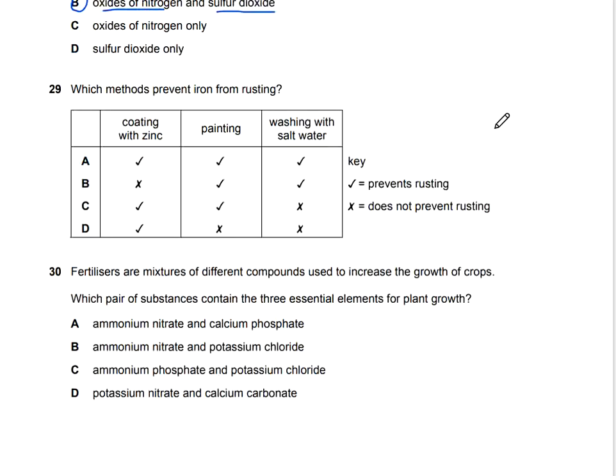Which methods prevent iron from rusting? So we are preventing rusting of the iron. Of course, the galvanized iron is coated with zinc. You also paint it, but you will not wash it with salt and water. So the correct answer for this is letter C.